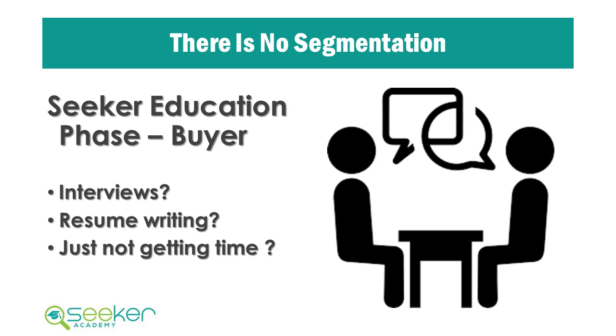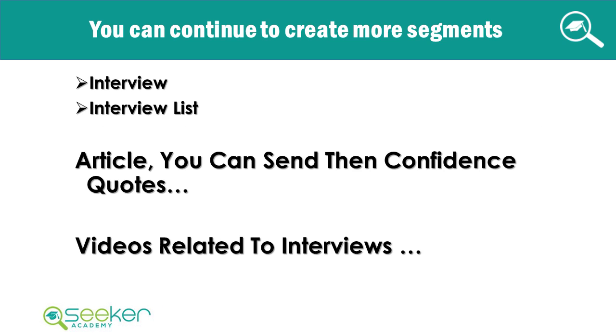Under the buyer, you can discover even more about your prospects. Under the buyer list, you can have 3 options under that title. You want to know what they're struggling with. You can ask questions within the buyer. Are they interested in interviews, resume writing? Are they time challenged? You can continue to create more segments. Depending on your prospect, if they chose the interview, for example, then you place them in the interview list, calling it interview. Now, what you can do is send them just the interview list, everything to do with interviews, really more targeted this way. You can then send them an article. You can send them some confidence quotes, videos related to interviews.